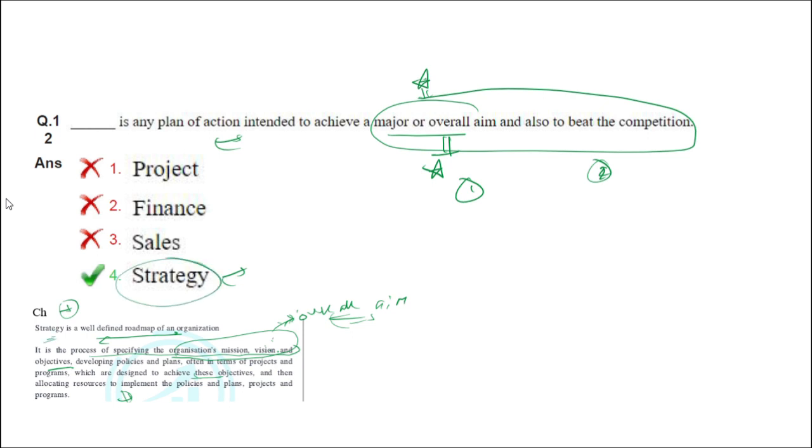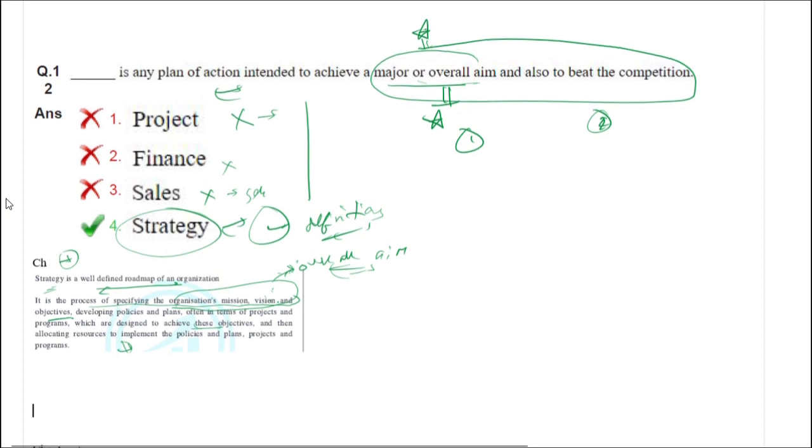Now using the concept of elimination, you also know the project can be, but it is not accurately matching the question. Finance it cannot be, and sales is basically selling something, but this is something else. So this answer can be known from the definition. Once you know the definitions, it is very simple to answer the questions.